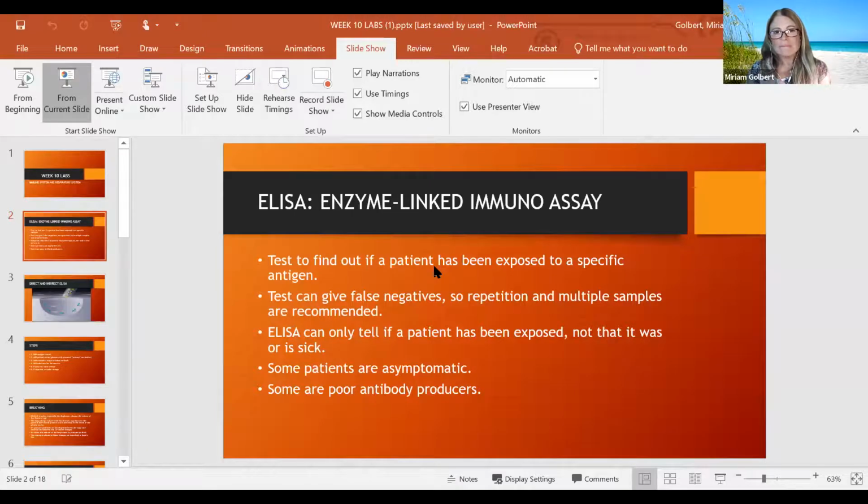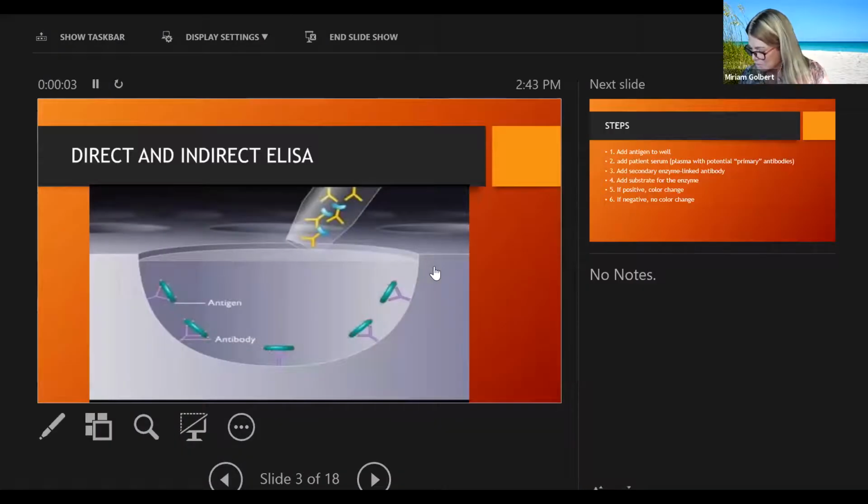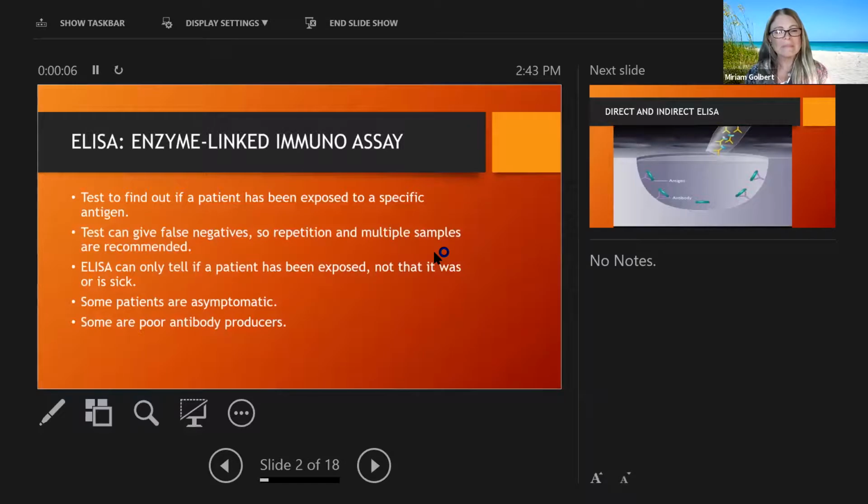So the first lab that we are going to see is ELISA, and that means enzyme-linked immunoassay. It is the typical test where we can find out if a patient has been exposed to a specific antigen. Antigens are anything that is considered non-self, right?